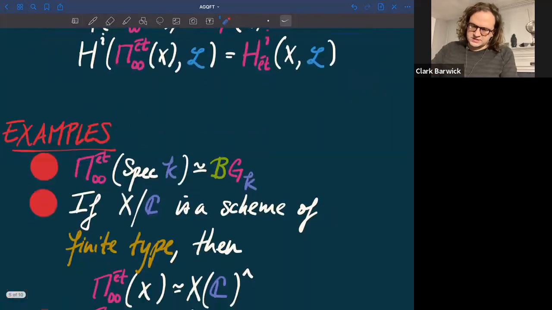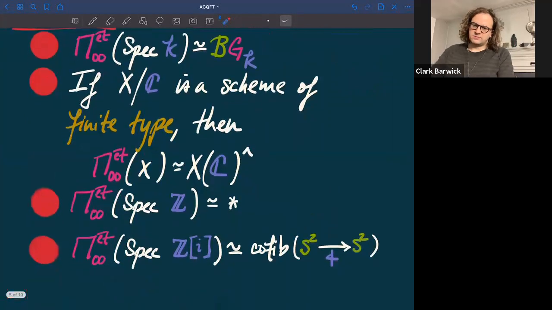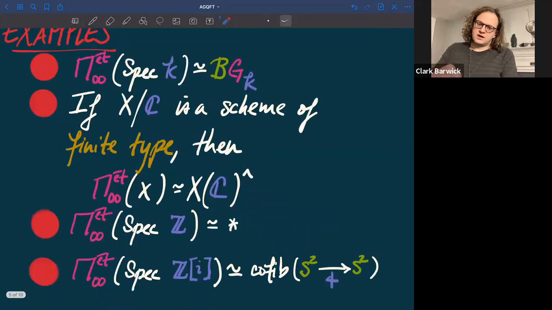So let me write down some examples because it's fun. One example, well, if I just take spec of a field, then the corresponding Étale homotopy type is the classifying space of the absolute Galois group of my field. Nothing really happened there.